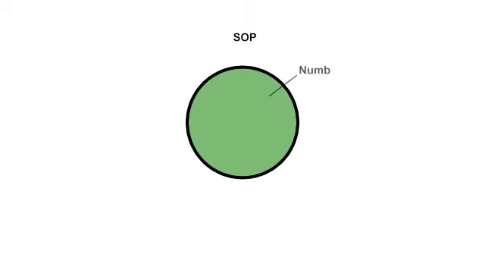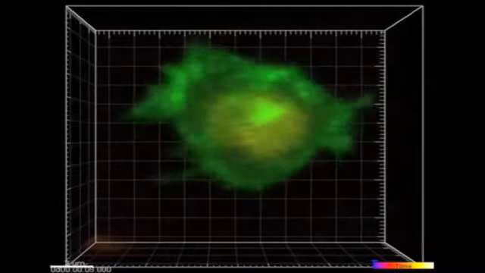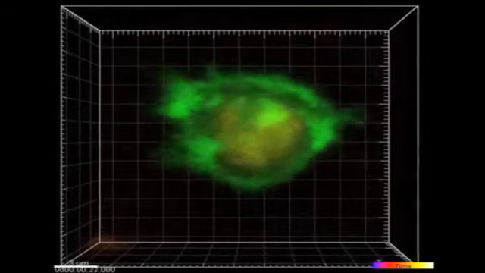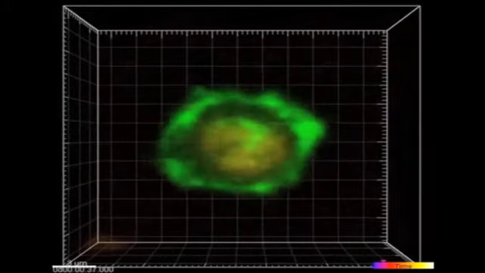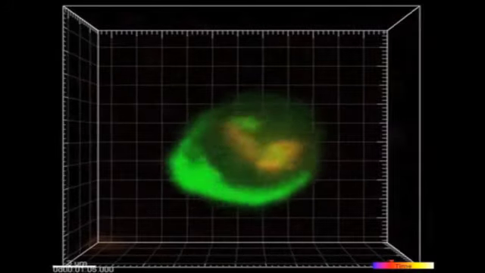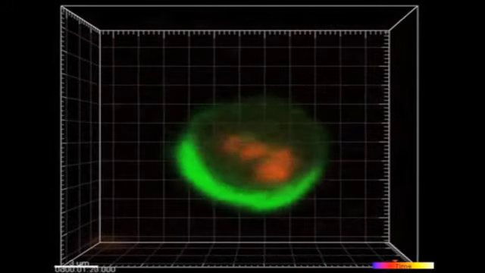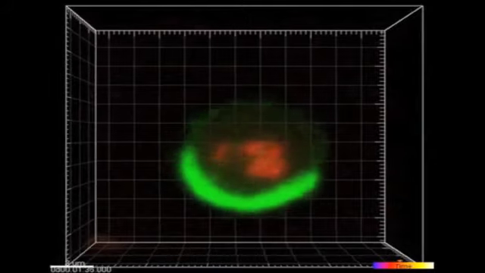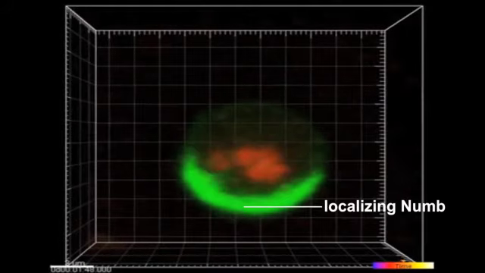A protein called NUM plays a key role in the differentiation of the SOP into the four cells of the organ. In this SOP cell, a partner of NUM, a protein that complexes with NUM, has been tagged with green fluorescent protein. The chromosomes are stained red. Prior to cell division, NUM is asymmetrically localized to one side of the cell.